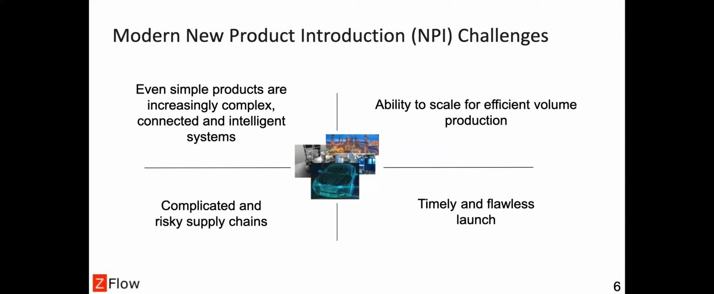The other three big challenges are common across all products, whether simple or complicated or the most intricate ones. Which is, how do you scale to efficient volume production? Because that makes or breaks an organization or an NPI program if you cannot scale to efficient volume production. The second one is, NPI programs are always pressed for time, and it is critical to be on time and actually have a flawless launch. The last thing you want to do is launch and have lots of problems afterwards.